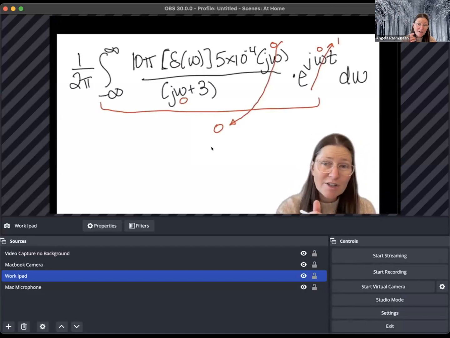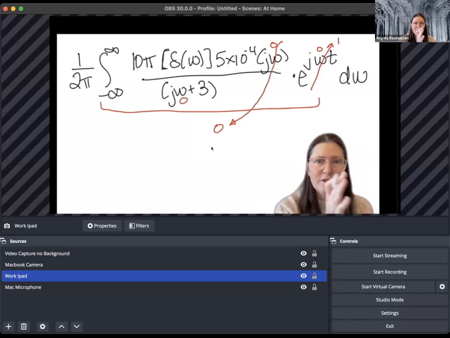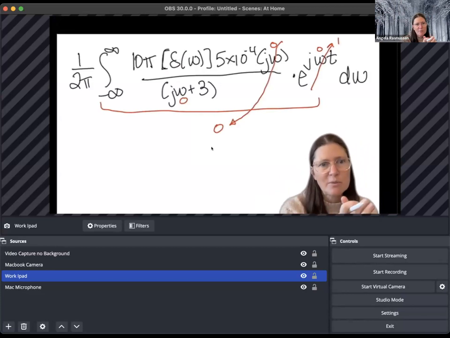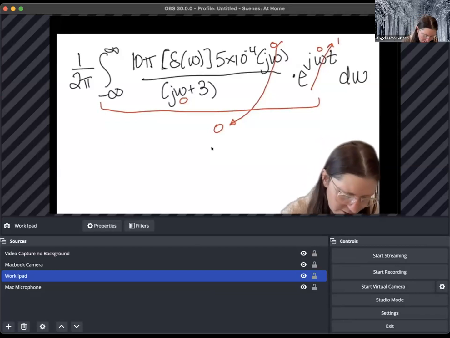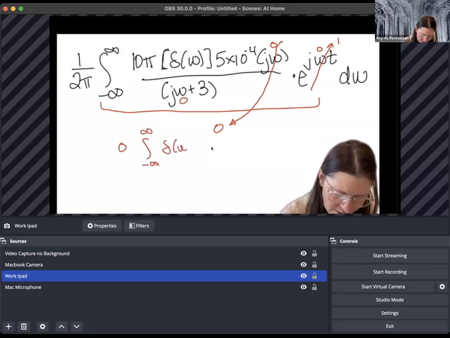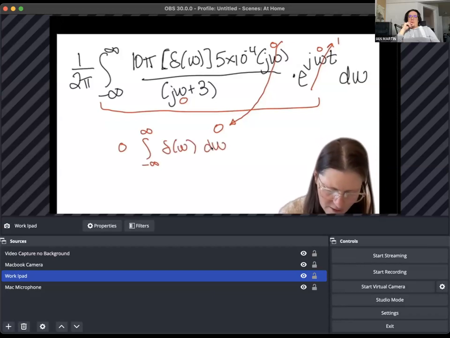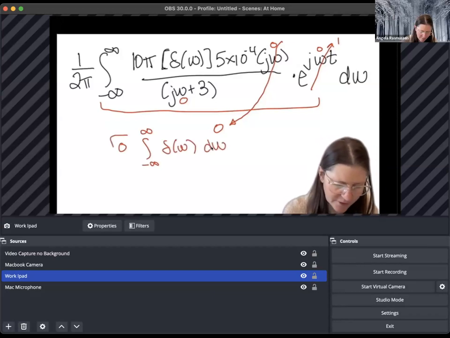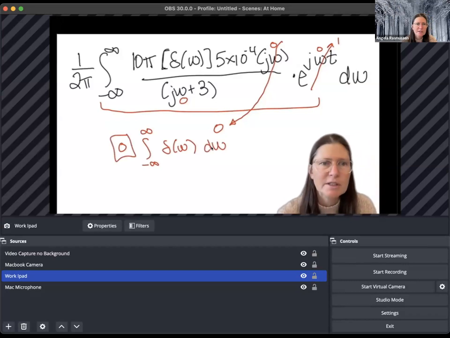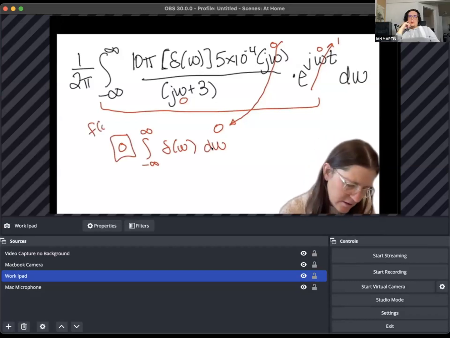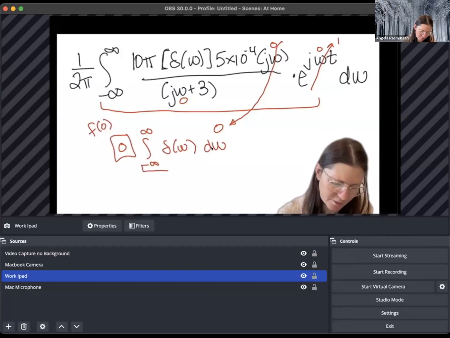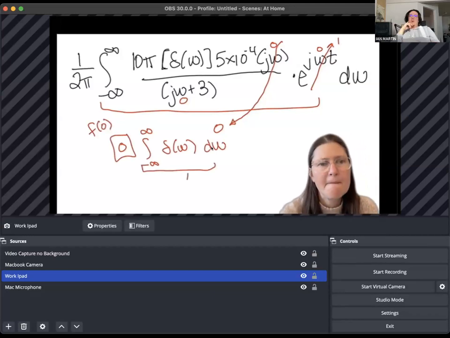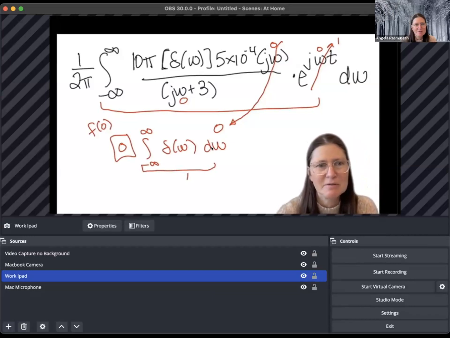So remember, the integration of that, all these other things become a value, so they get brought out. So we have 0 times the integration. So that's the f of x part, right? Yep. So this is the f of 0 part. And then this portion becomes 1. And then it's 1 times 0. So it goes to 0 too.